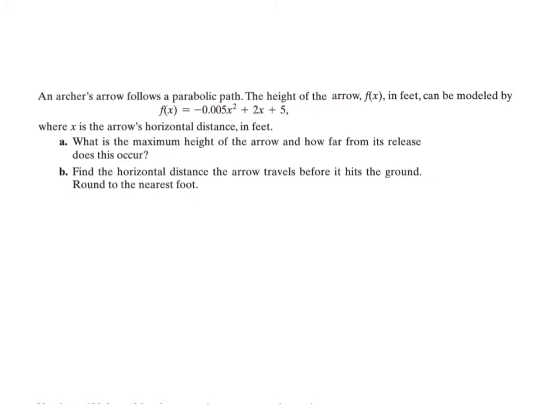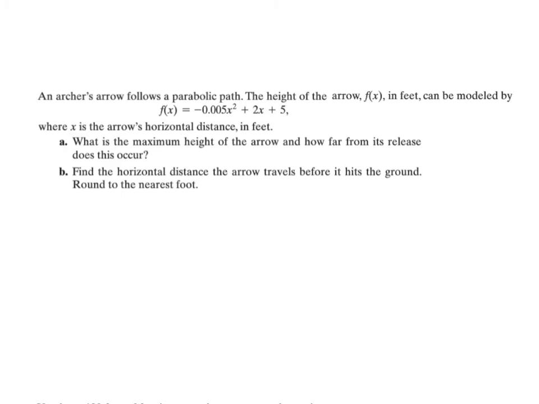Okay, on this problem, we've got an archer's arrow that follows a parabolic path. The height of the arrow, f of x, in feet can be modeled by f of x equals negative 0.005 x squared plus 2x plus 5, where x is the arrow's horizontal distance in feet. It says, what is the maximum height of the arrow and how far from its release does it occur?